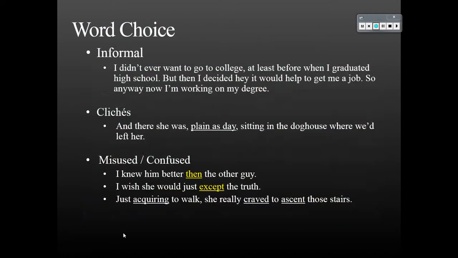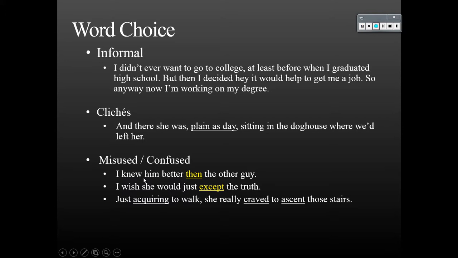Okay? All right, so also avoid informal word choice. I didn't ever want to go to college, at least when I graduated high school, but then I decided, hey, it would help me to get a job. So anyway, now I'm working on my degree. Okay, I decided, hey, that is informal. So anyway, that's informal. Okay, but then I decided it would help me to get a job. So now I'm working on my degree. That would be the proper way to rewrite that. Clichés, which don't add anything to the sentence. And there she was, plain as day, sitting in the doghouse where we'd left her. Okay, plain as day is not necessary.